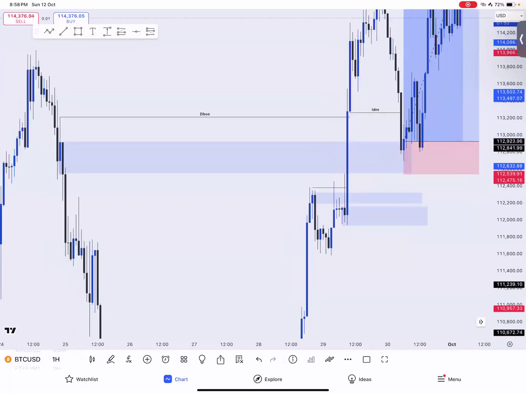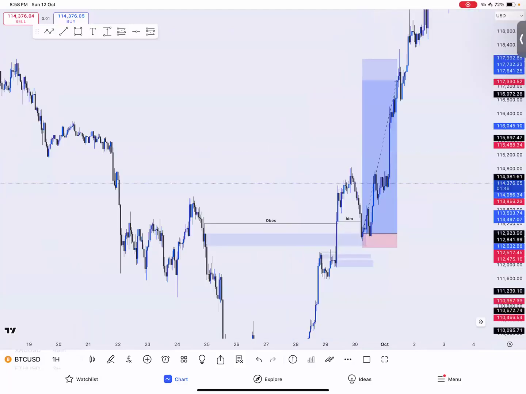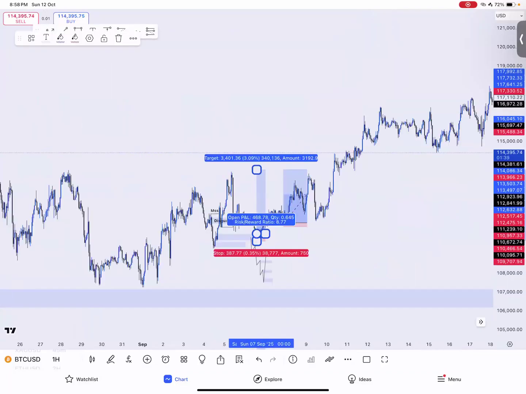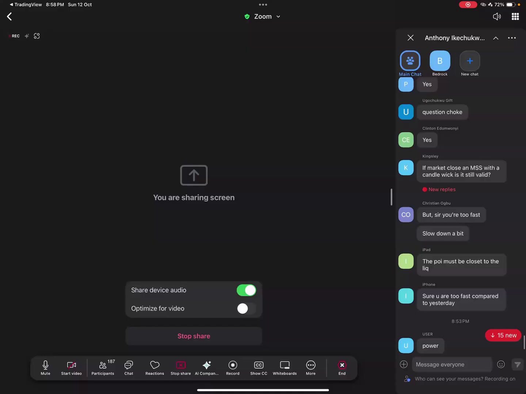So you see how every trade I literally picked from here, both this sell, both the buy, both this buy, all of them obeyed all the rules of picking a point of interest. All of them obeyed all the rules.